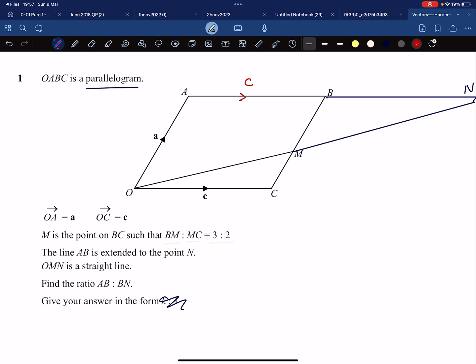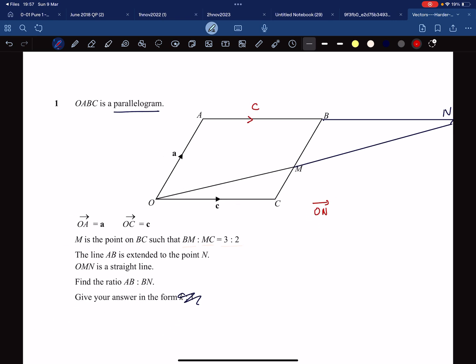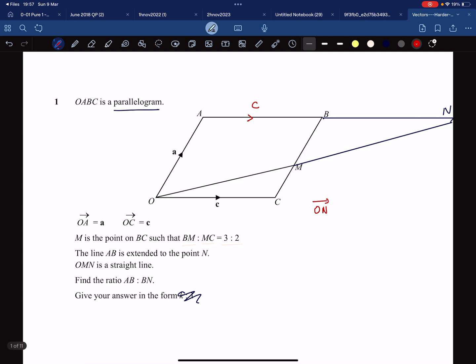Now, can I be able to find ON? ON, can I find it? Maybe not just yet, because ON is OA plus AN. We'll write the direction, OA to AN. OA, I know it's A, but AN, I don't know. I'll just keep it blank, yeah?